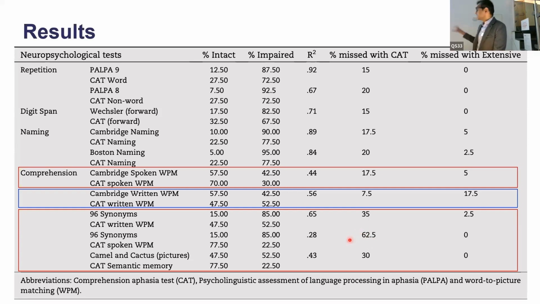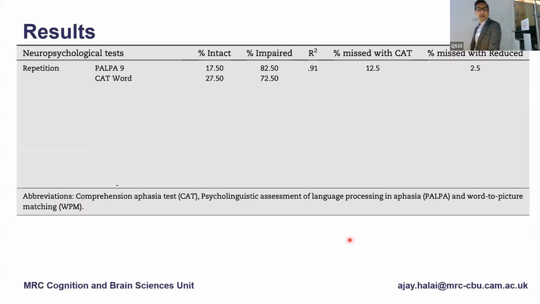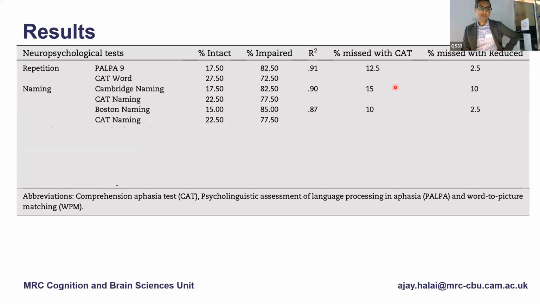So this is with the extensive battery. Of course, you would probably expect this because this was about 15 hours' worth of testing and the CAT's about an hour, hour and a half. So now we are comparing this with the reduced battery. In the PALPA 9, we halved the number of trials. And again, we can still see the reduced, this novel battery, sorry, the CAT missed 12.5% of the cases.